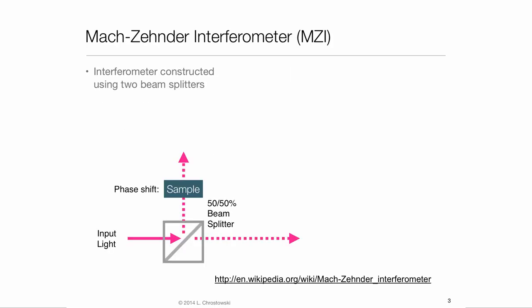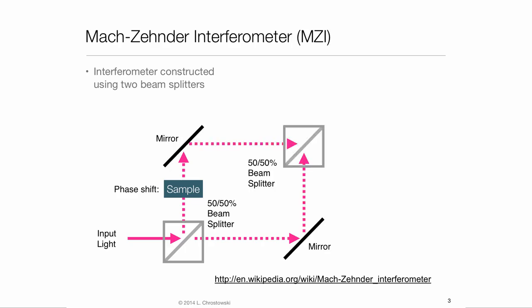Let's discuss two types of interferometers. The first is known as the Mach-Zehnder interferometer, or MZI. It consists of two beam splitters where the light is split into two paths. One of the paths has a sample which introduces a phase shift.